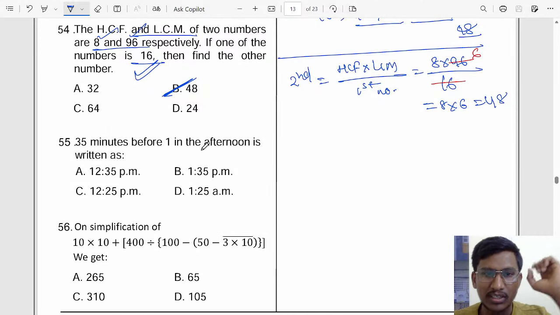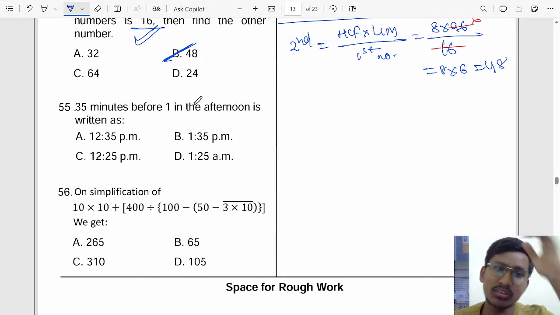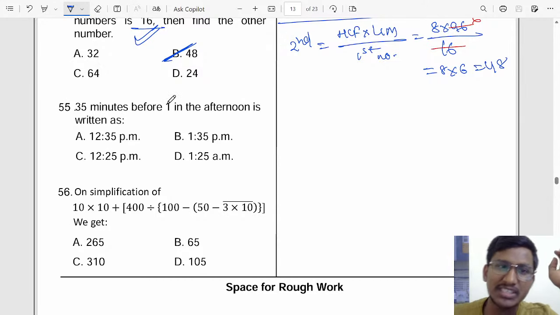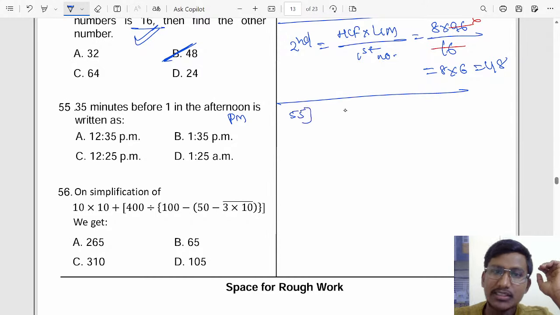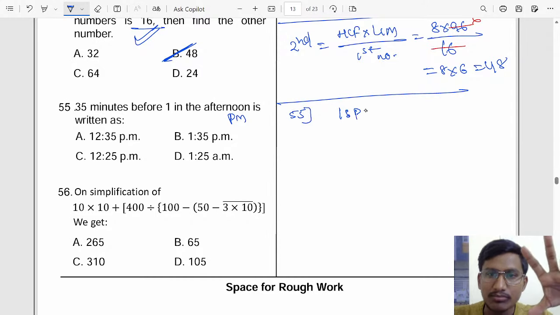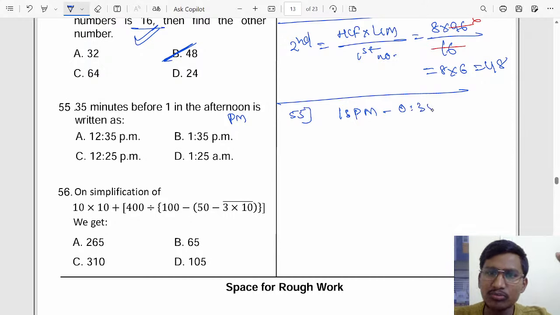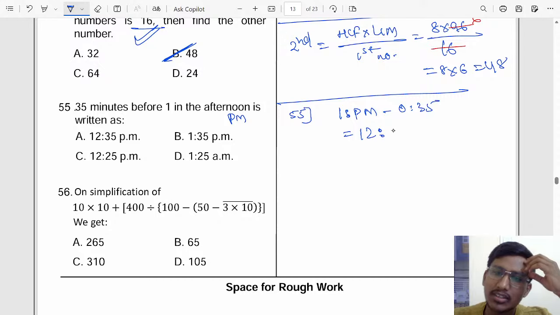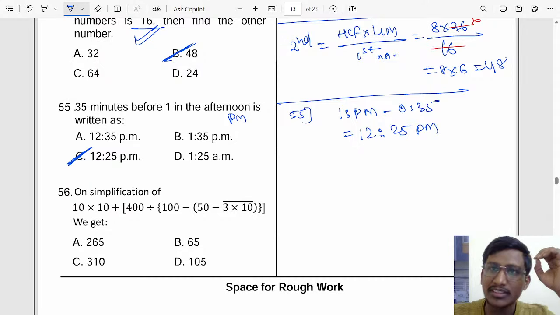35 minutes before 1 in the afternoon is written as. So 35 minutes before 1 o'clock in the afternoon. Afternoon means PM will come. So 35 minutes before 1 PM. Before means minus. So we will have to subtract 35 minutes. If you subtract 35 minutes, it will be 12:25 PM. So 12:25 PM is option C. Okay, so that is the answer. Good, got it.